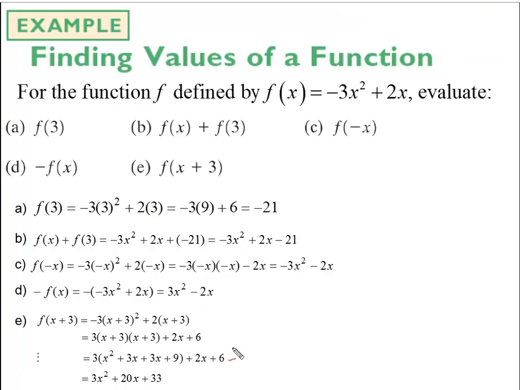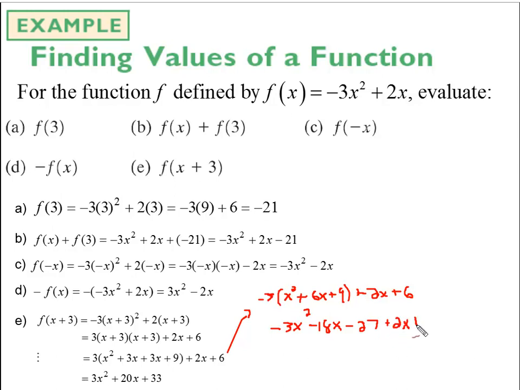All right, so let's come back to this line right here. I should have -3 times, I would have x squared, and then that would be plus 6x plus 9. And then I have the plus 2x plus 6 left there, right? And then I would have -3x squared. And then this would be minus 18x. And then 9 times 3 is 27, so I'd have -27. And then I have the plus 2x plus 6 there, right?